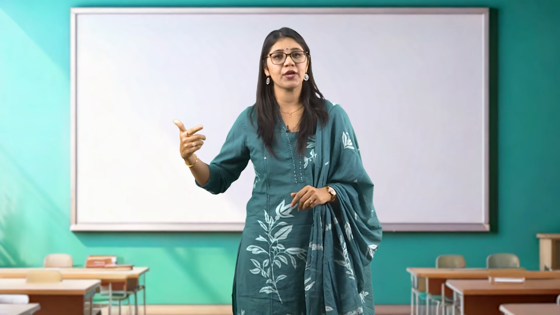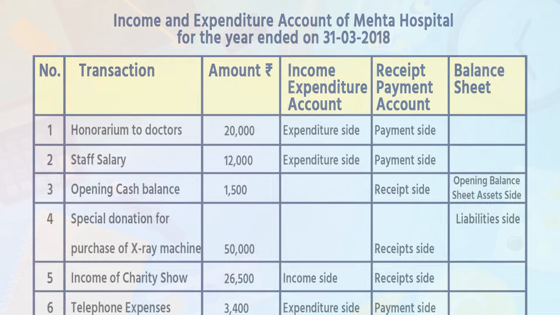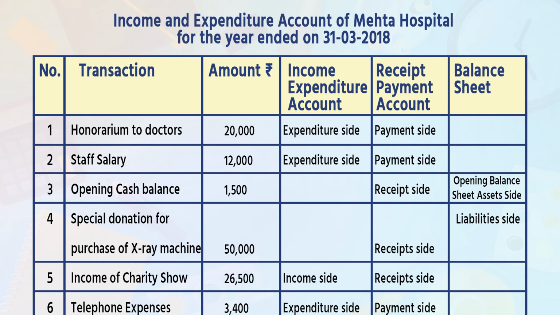From the given information, transactions pertaining to the receipt and payment account as well as transactions pertaining to the income and expenditure account are to be recognized. Let us understand those transactions first, where they are located and what their effect is. So the first one is honorarium to doctors.